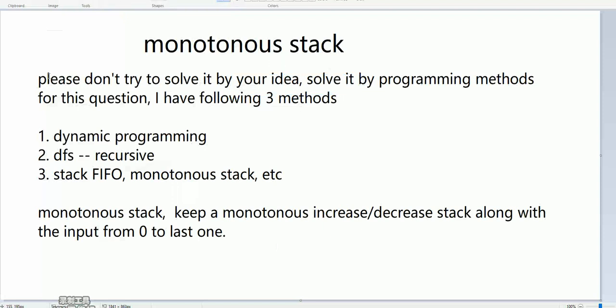So my suggestion is please don't try to solve it by your own idea. Solve it by a programming method. For this question, I have the following three methods: dynamic programming, DFS recursion, and a stack solution. For dynamic programming, this question is not easy to solve by the first two because we don't have a small structure. If we could solve the small structure question, we could solve the whole question.